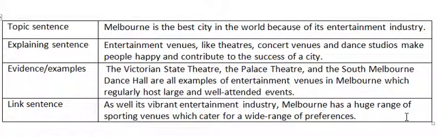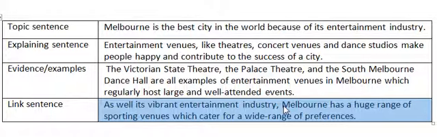And here we have a link sentence, and you can see it has 2 parts. The first part summarises the message that we've seen above. So, Melbourne has a vibrant entertainment industry, but the second part of this sentence links into the next paragraph, talking about Melbourne having a huge range of sporting venues. And so the reader is now aware that the next body paragraph is going to focus on sporting venues.